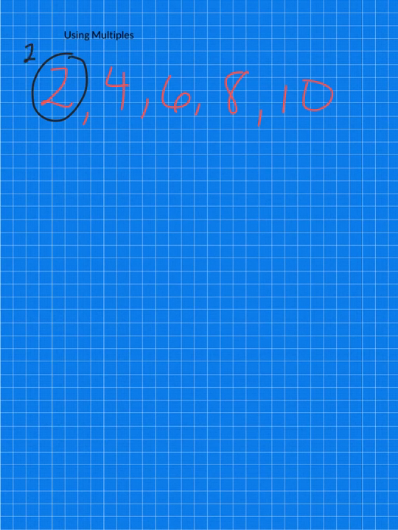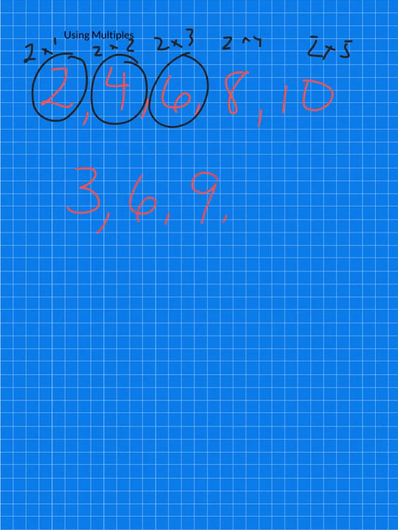Or the other way to do it is you start with the first number, which is 2 times 1 is 2. To get the next number, you go 2 times 2 equals 4, and then 2 times 3, 2 times 4, 2 times 5, etc. If you wanted to find multiples of 3, you could do the same thing: 3, 6, 9, 12, 15, or 3 times 1 is 3, 3 times 2 is 6, 3 times 3 is 9, 3 times 4 is 12, 3 times 5 is 15.